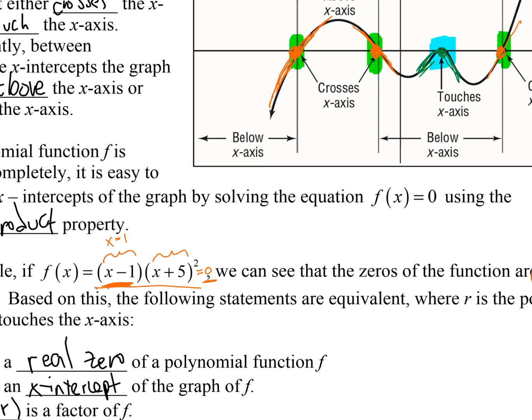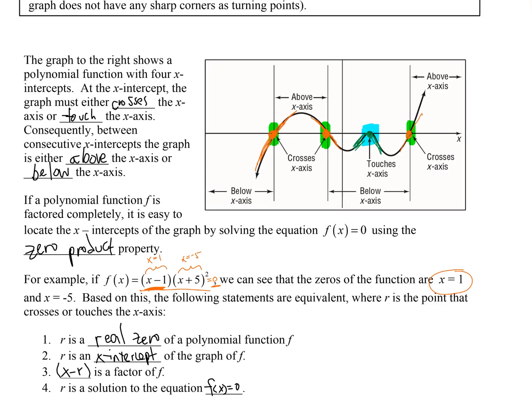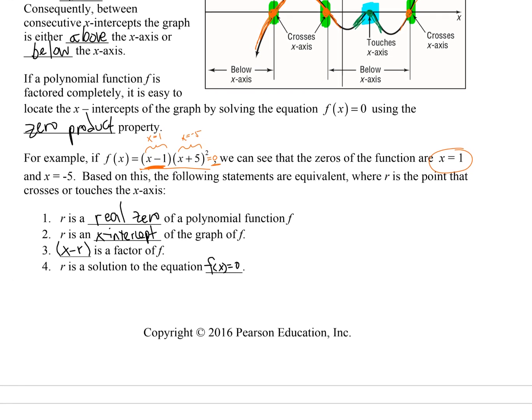How about the second factor? Again, you plug in negative 5. We talked about this in class, and you're going to get another 0. Okay? So that's the idea. Hopefully you guys remember this.